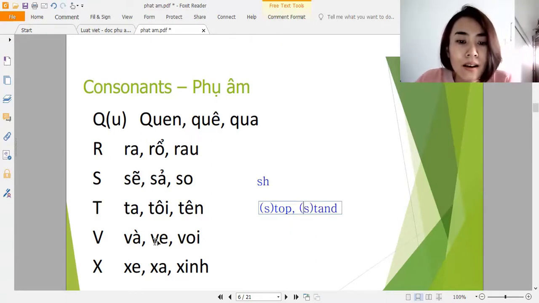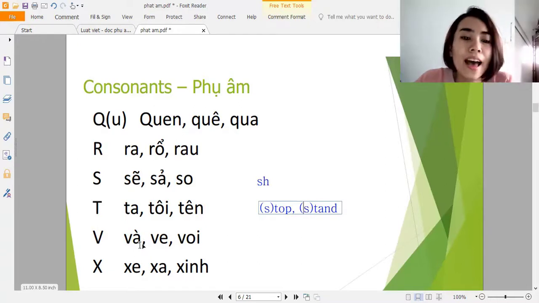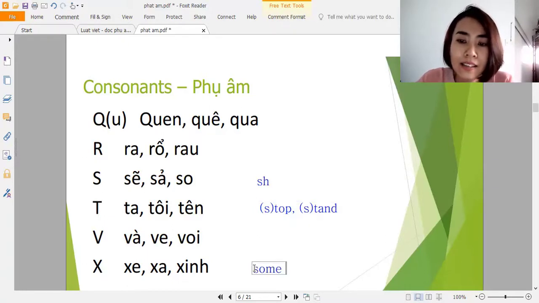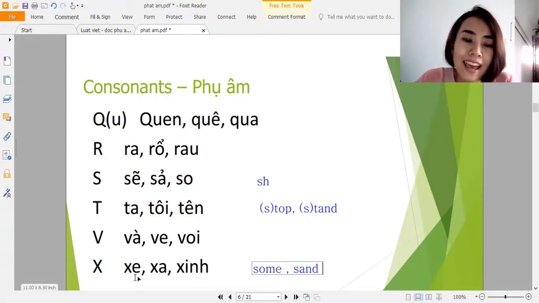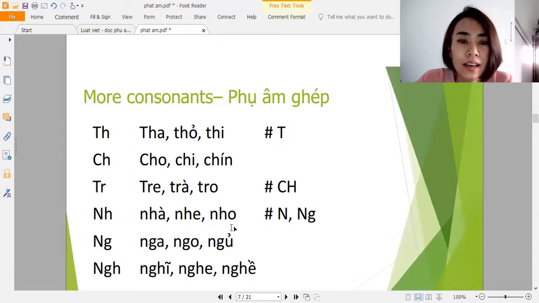Okay, next. Va, easy, okay? Va, ve, voi, va. This is sa. So this one usually you see in English is like an S, like some, san, something like that. This is se, sa, sin, okay? And these are some consonant cluster, not some, all the consonant cluster.